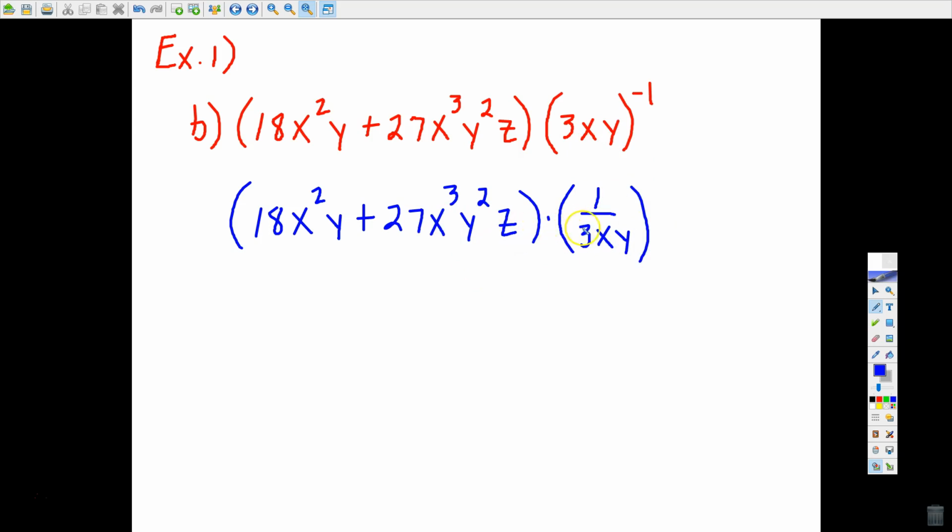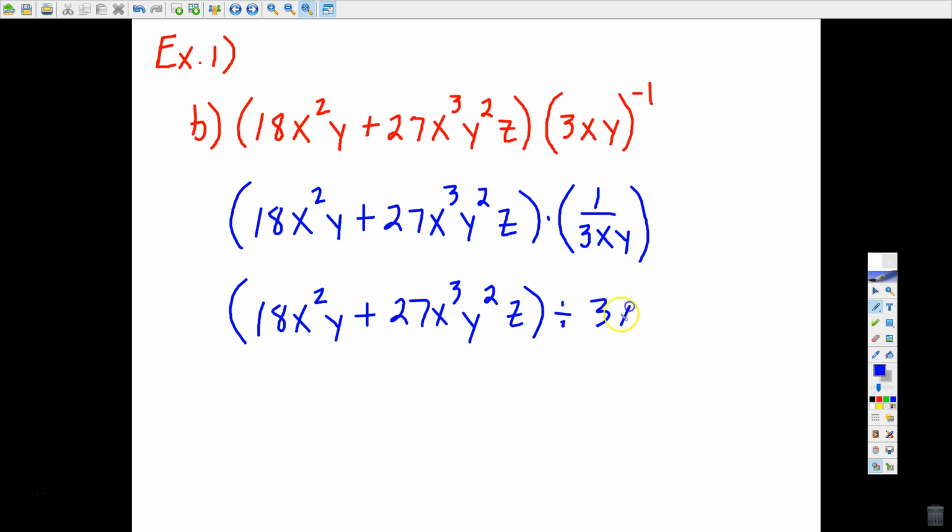And when you multiply by a fraction, it's really the same thing as division. Okay? So there's no difference between what I'm showing here and what I'm showing here. So just in case you saw that in your book, remember multiplying by a fraction is really the same thing as division by its inverse. So now we can do what we did before. Divide everything by 3xy.